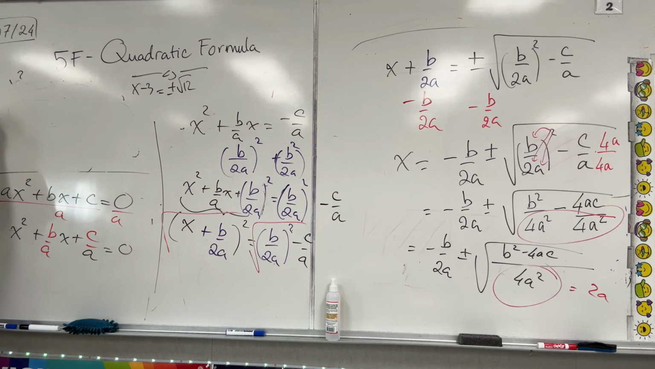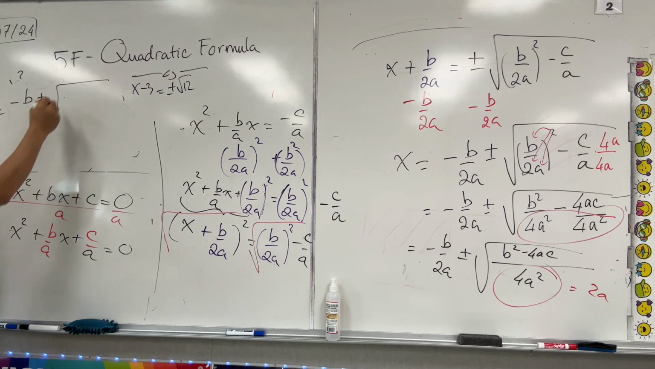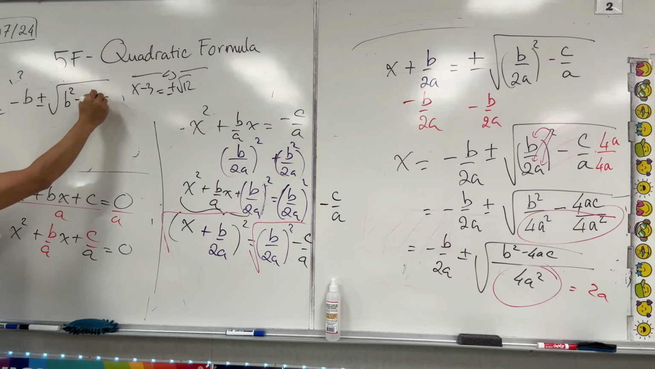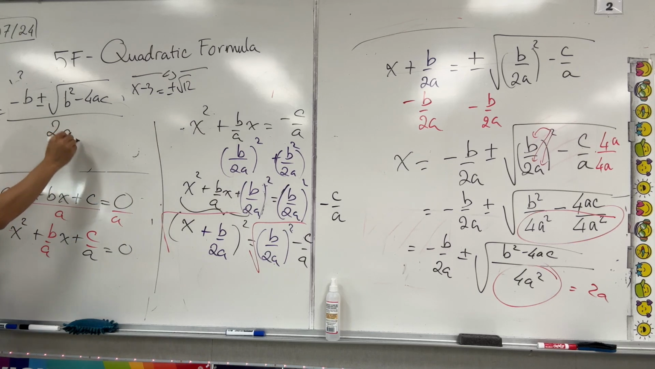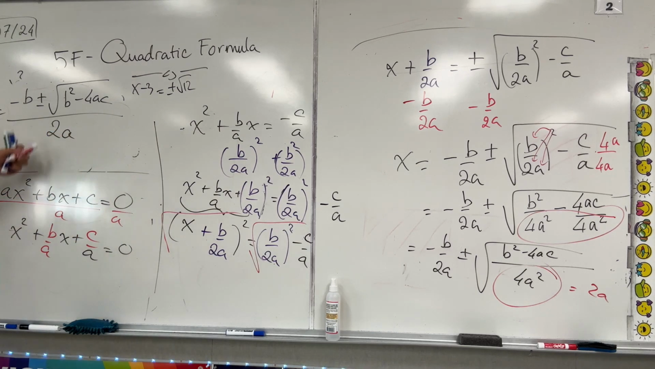So x equals negative b plus minus the square root of b squared minus 4ac, put them over 2a. Ladies and gentlemen, this is the quadratic formula.